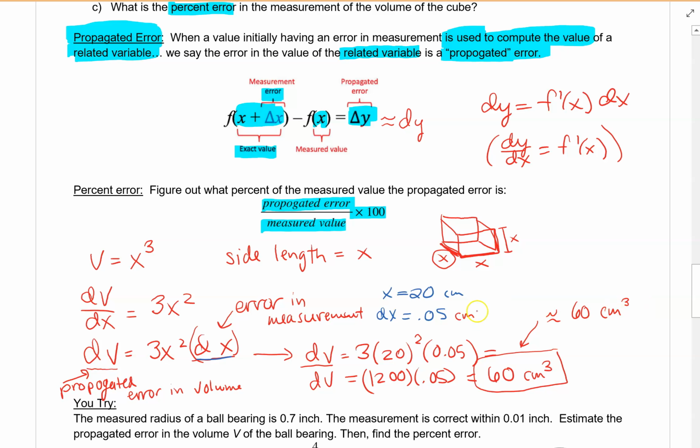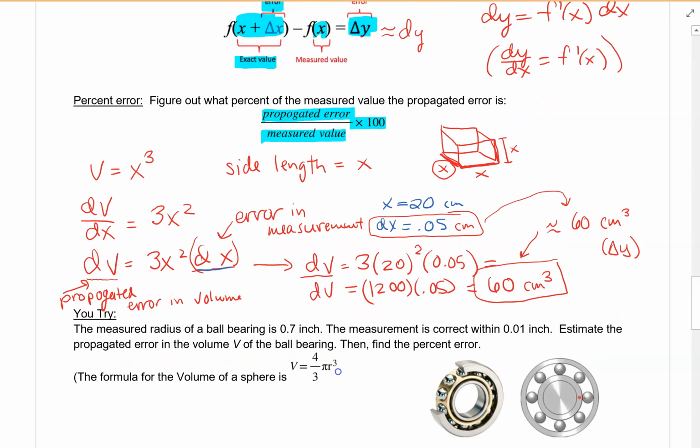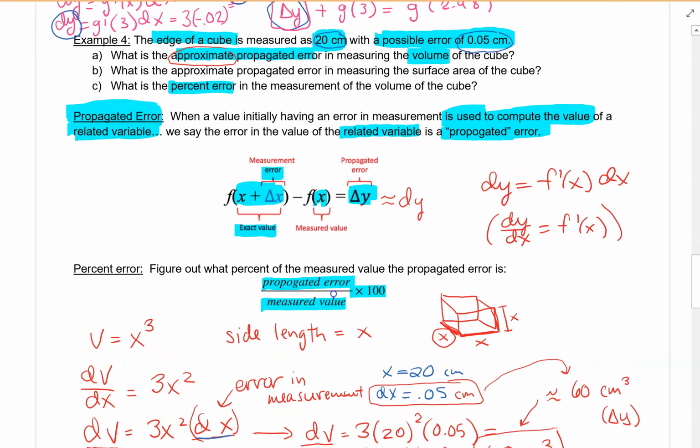So you can see this little bit of error in measurement can relate to a significant amount of error in the related variable. And so we use these differentials to approximate how much that error will be. Of course, the closer to 0 our dx is, the more accurate of a value this will be for delta y. Close enough that it can be used to understand that related error in y. So that answered part A of our question.